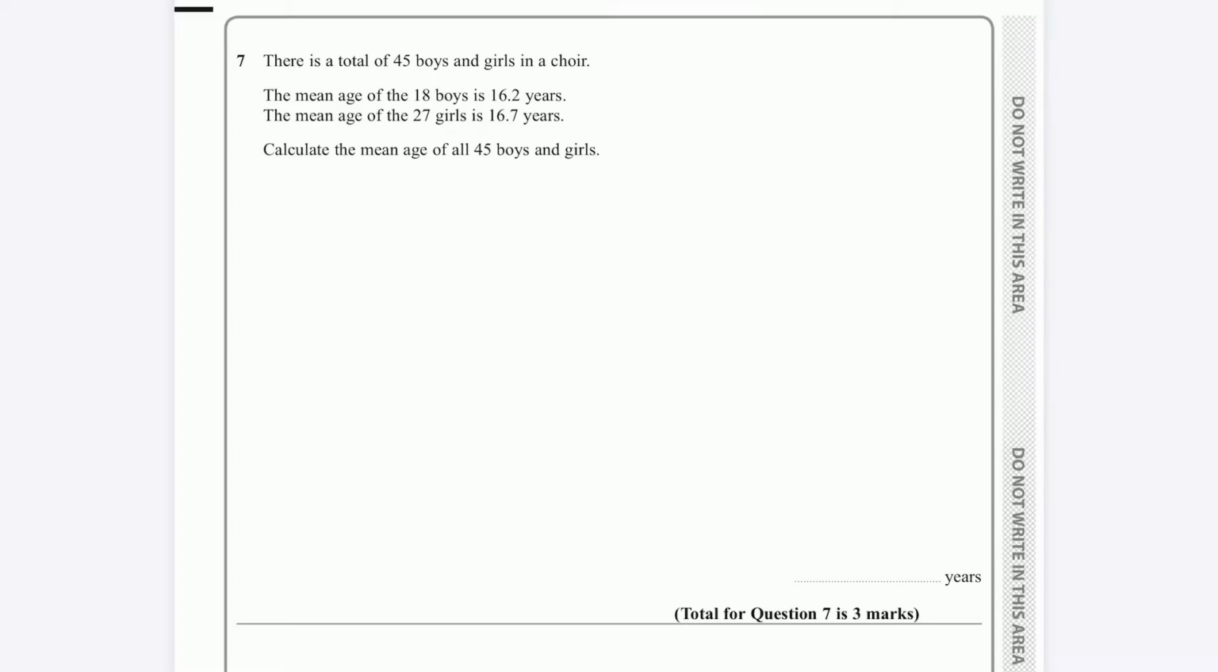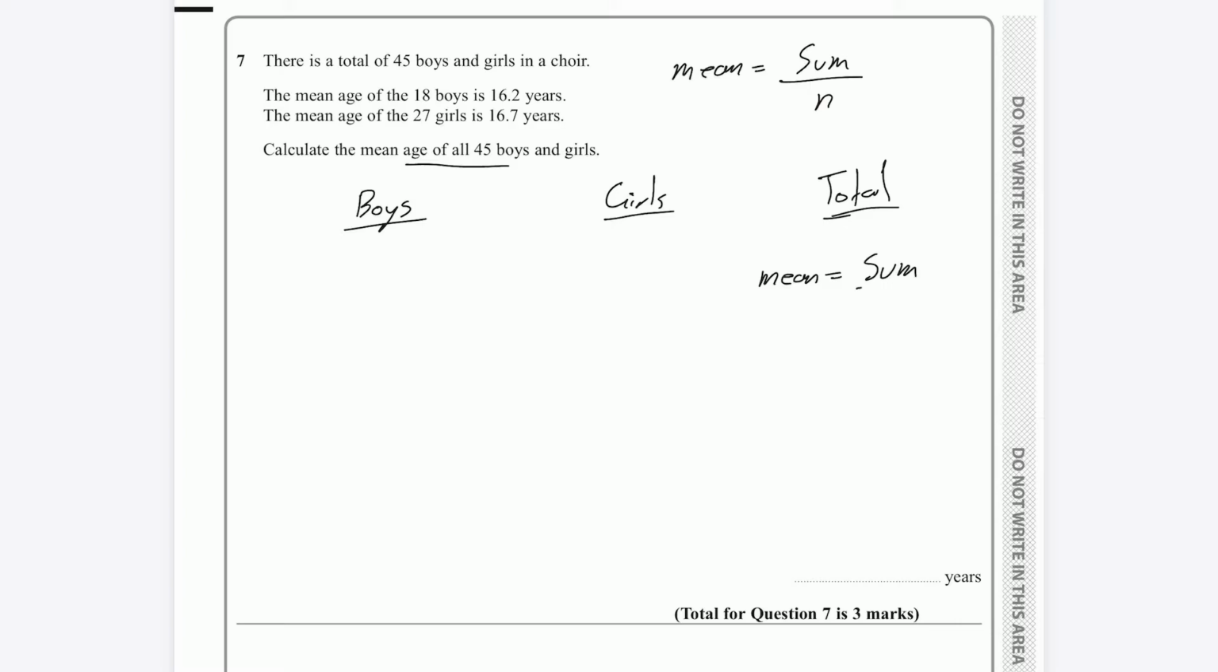So essentially, the first thing we probably want to write up here is that the mean is essentially the sum divided by n, which is how many they are. And we have 3 parts to this question. So we have boys, we have girls, and then we have total. And now this is what the question is asking for. It says work out the mean of all 45. So if you wanted to work out the mean for the total, that would be the sum divided by n. Now we know what n is because there's a total of 45. So what we're missing here is the sum.